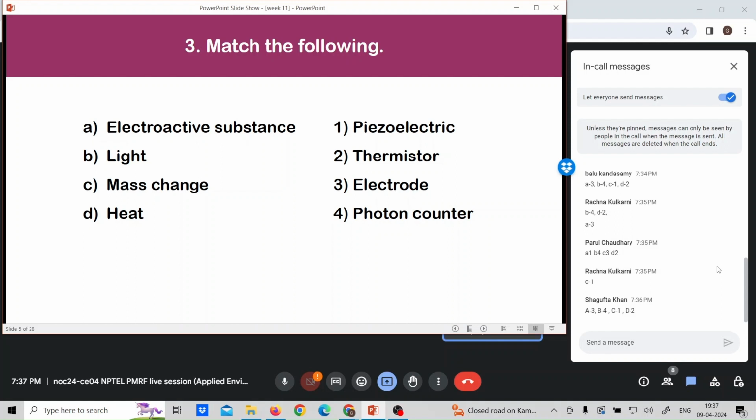Okay, so I think from the four responses, three are right. Electroactive substances use an electrode, light uses a photon counter, mass change is the piezoelectric effect, and heat is a thermistor. So first, coming to the piezoelectric thing. What is a piezoelectric effect? How does that sensor work? Any idea?